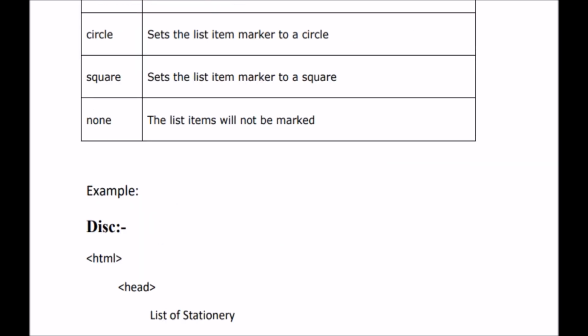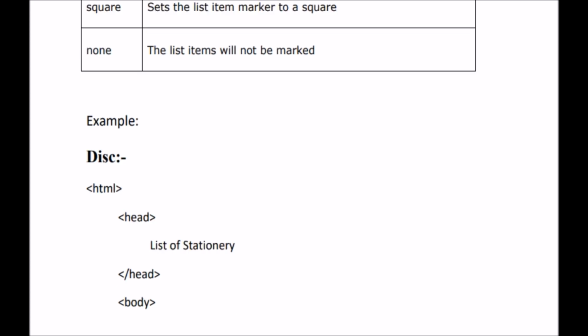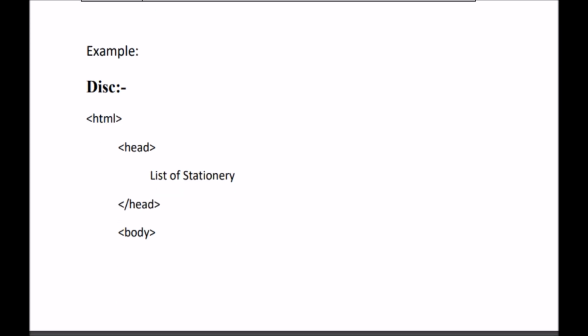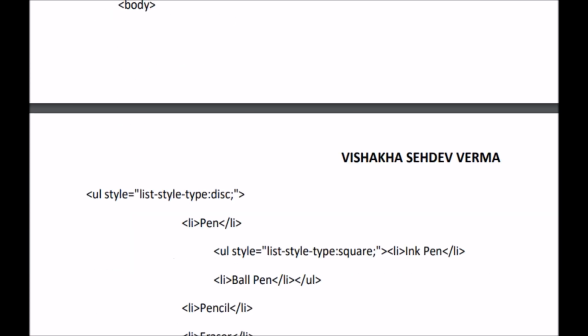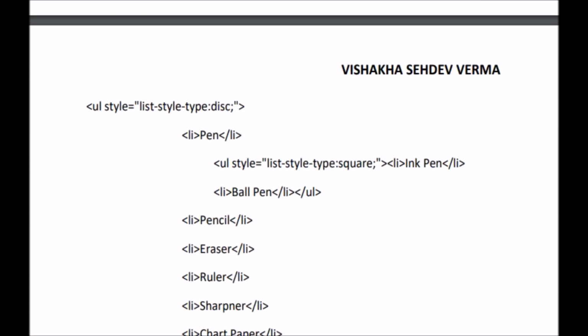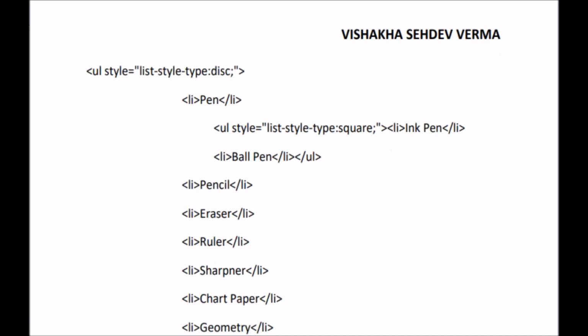So the first example which we will be discussing is disk. Here I have opened the HTML tag and then head. In the head I have mentioned it is list of stationery. The head is closed. The body tag is being opened here. I have mentioned here that the UL style is list style type, it means it is disk here. In the disk, there are few stationery items like pen, pencil, eraser, ruler, sharpeners and many more.